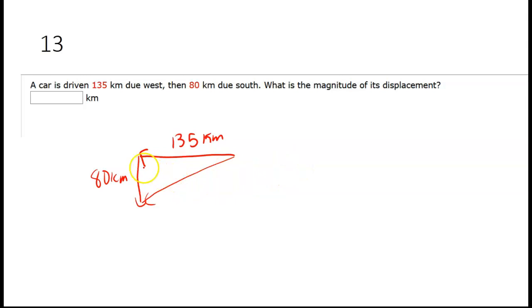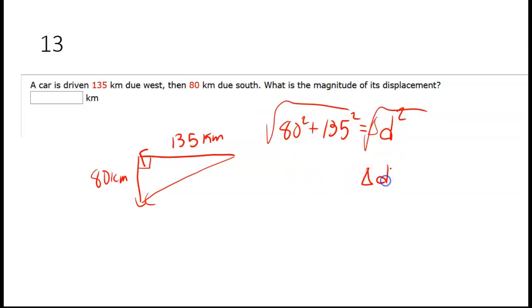Pythagorean theorem again. Now this is my right angle. This would be the hypotenuse, so I have to remember 80 squared plus 135 squared is equal to that distance, or my displacement, squared. So I would need to take a square root to solve for the actual displacement. And that should be, with these numbers, 156.9 kilometers.